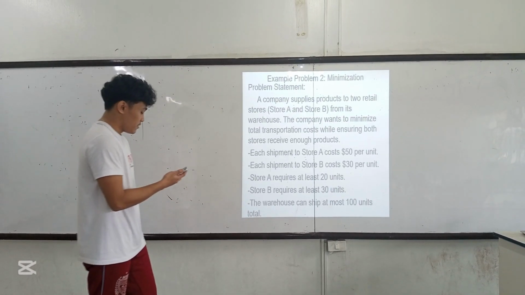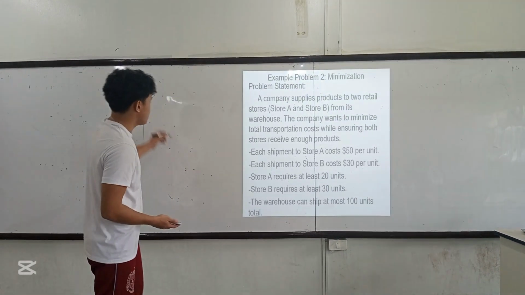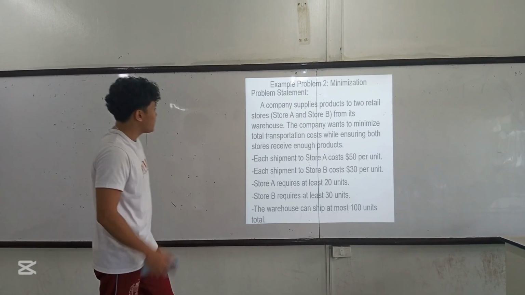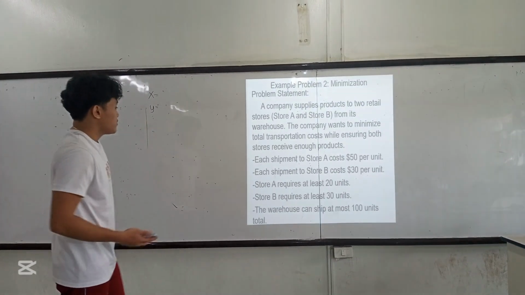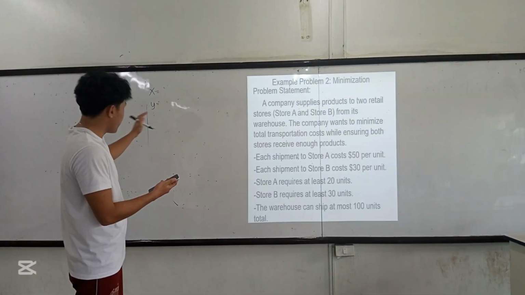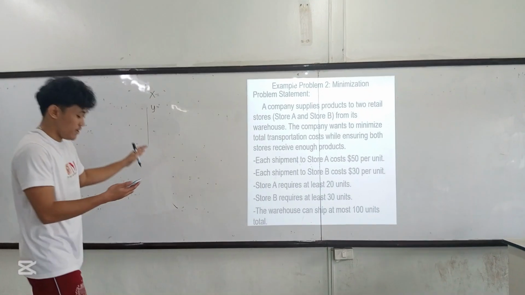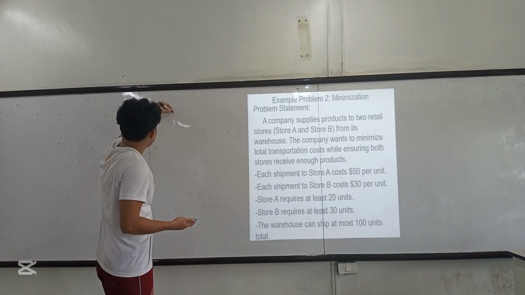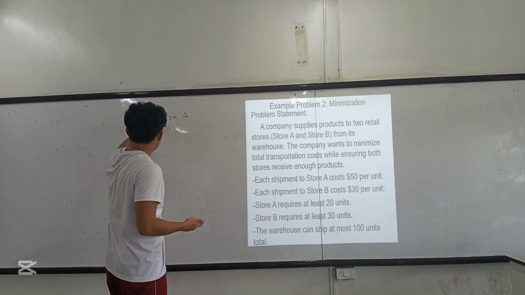So the first step, we must define the variables. We must define the x variable and the y variable. Here, x is the number of units shipped to store A, and our y variable is the number of units shipped to store B.